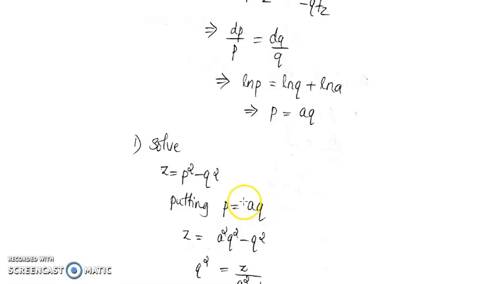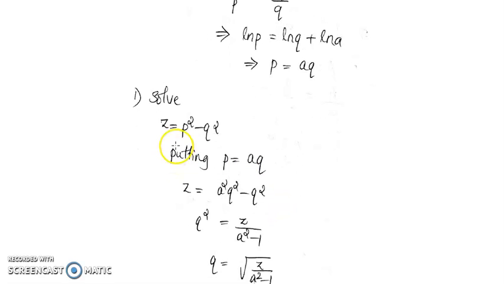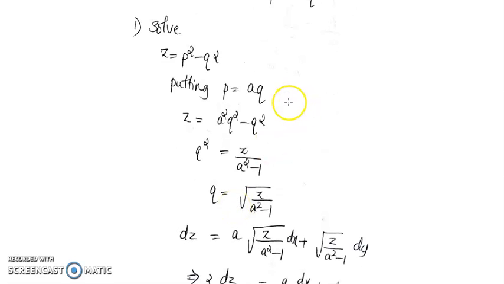So we'll do an example. So we need to solve for the equation z equal to p square minus q square. So directly substitute p equal to aq. Then the whole equation will be in terms of q. Now we'll find out the value of q first. Once we get q, from that we can find the value of p. Substitute q here, that will give the value of p.